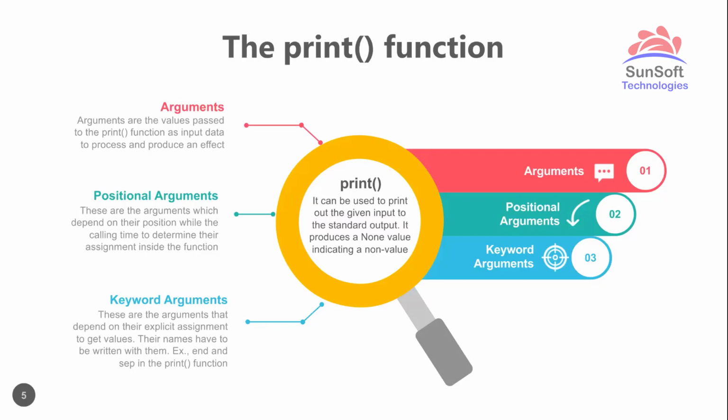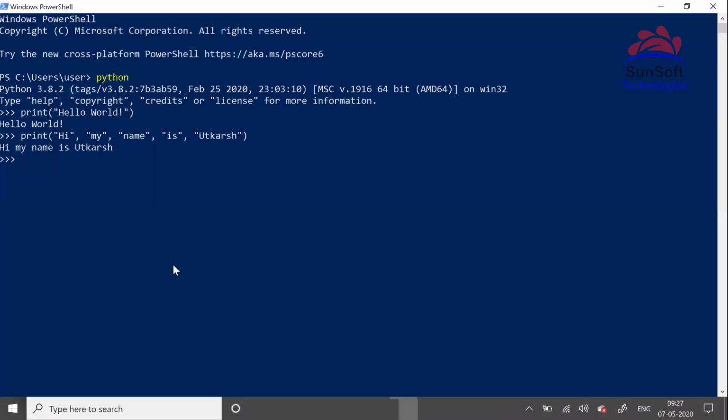The order of these arguments does not matter. Now let's discuss two of these arguments, end and sep. Sep stands for separator, which is used to format the string output. So now let's see. The thing to notice is that in between these arguments I have never given a space, but what it's printing is a space in between all of these arguments.